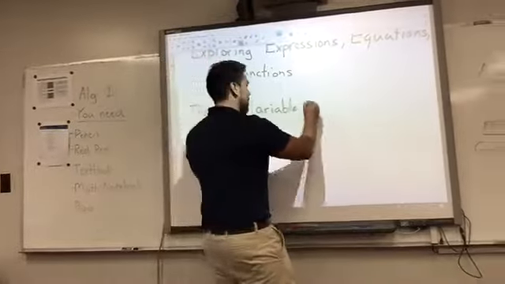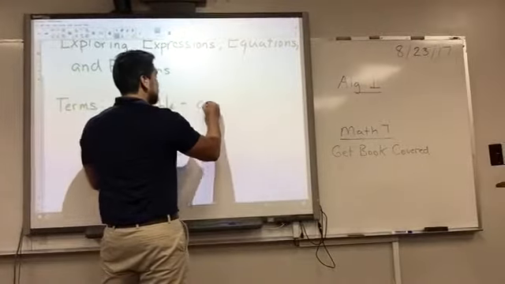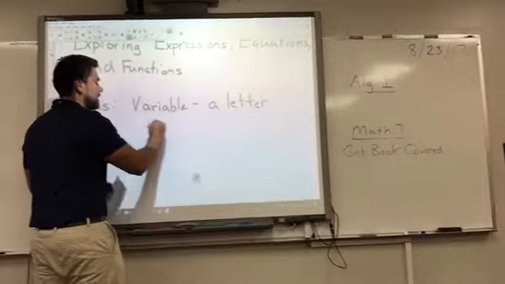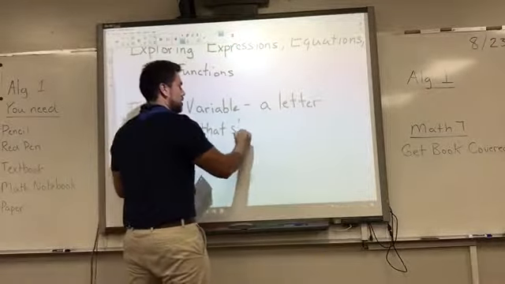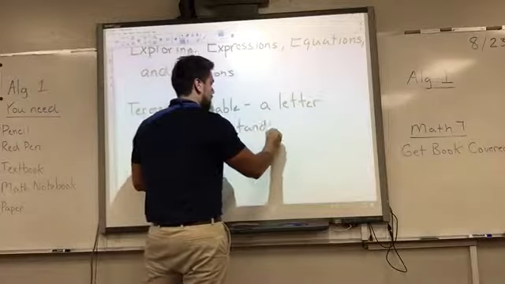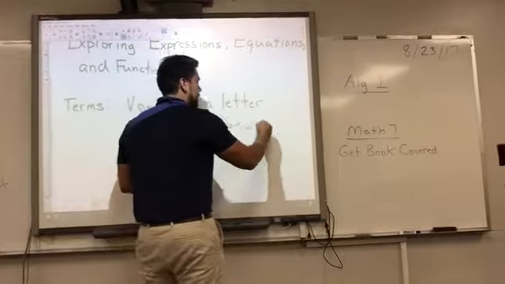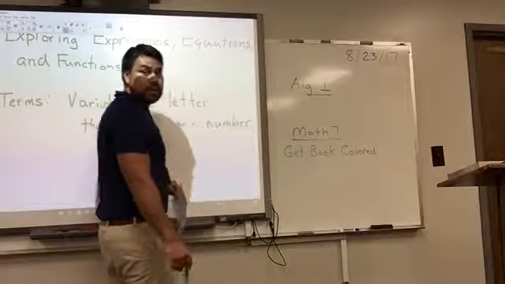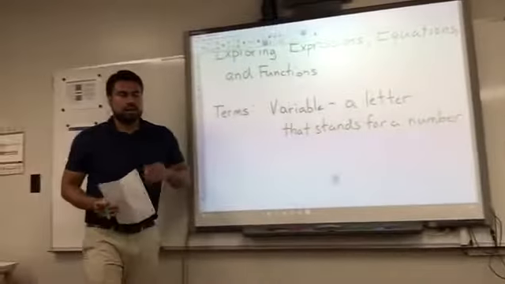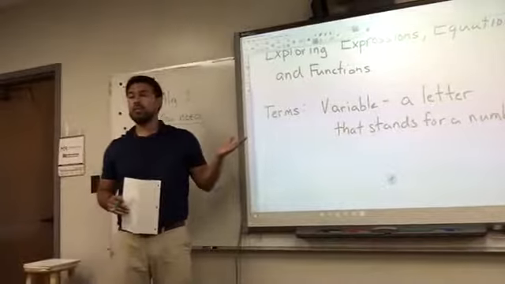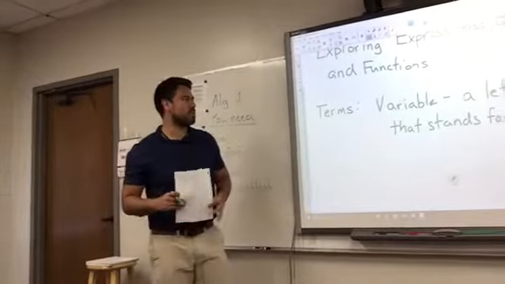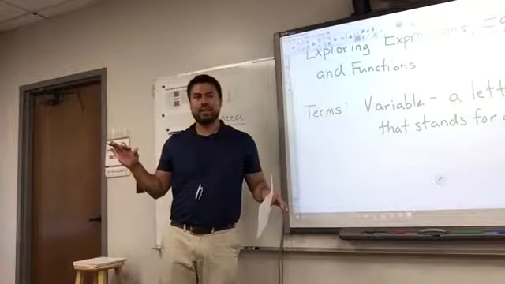Okay, good. And I'm going to put it this way. It's a letter that stands for a number. A letter that stands for a number. So, do we always know what that number is? No. But it's still a number. It's an unknown number. That's a variable. Everyone okay with that? Okay.